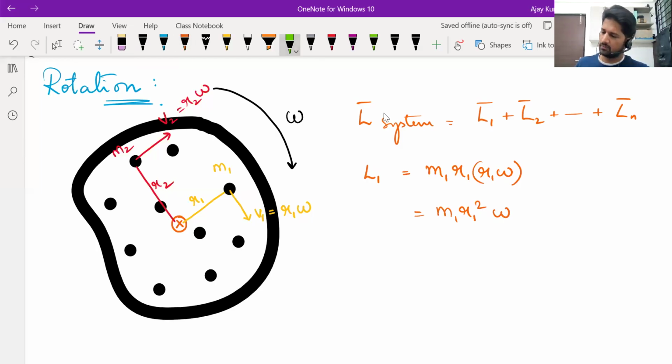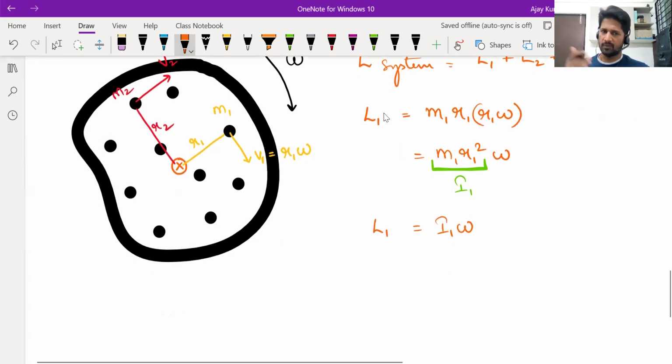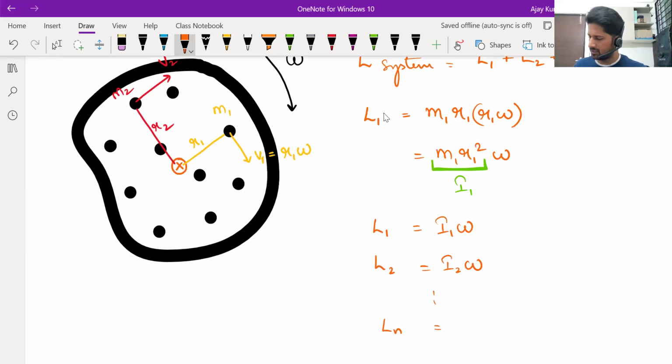Okay. Can any of you tell me what m r square is? Mass of the particle multiplied with square of distance from axis. What quantity is this? Moment of inertia. Moment of inertia of that particle. Okay. Therefore, the first particle's angular momentum is I1 into omega. First particle's moment of inertia about the axis multiplied with omega. Second particle's angular momentum will similarly be I2 omega and so on. Nth particle's angular momentum will be In omega.